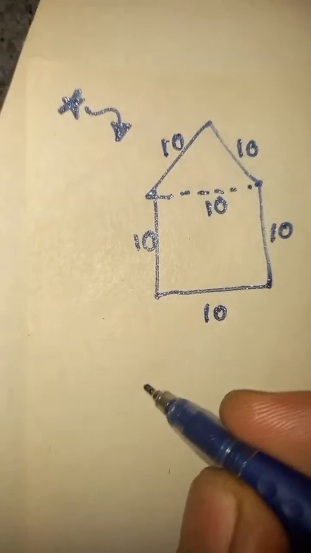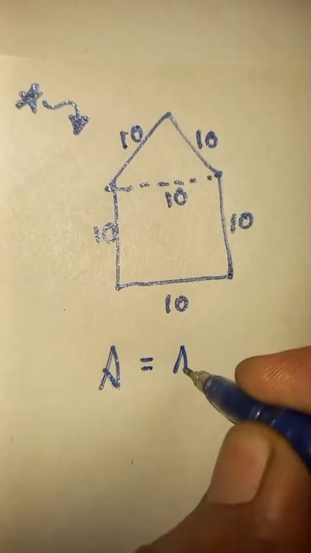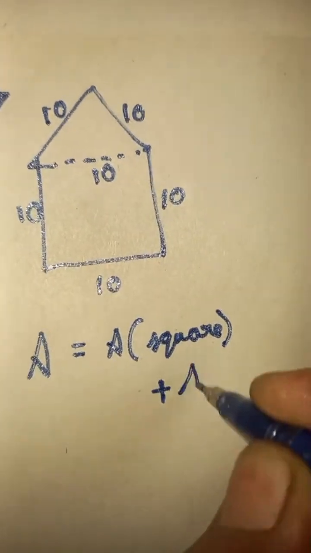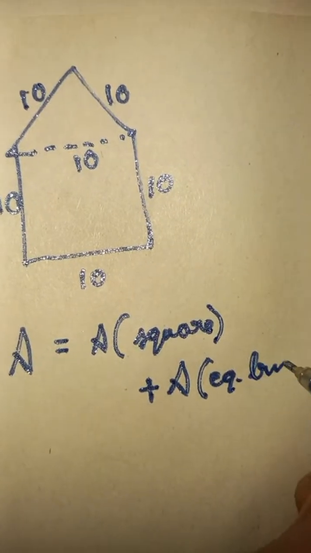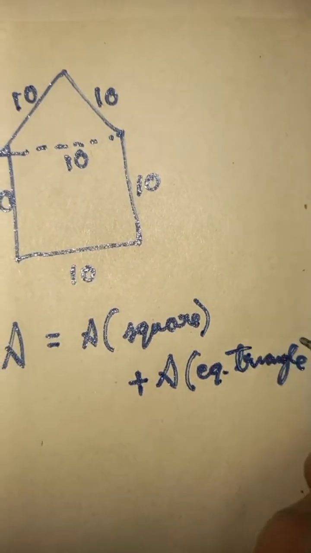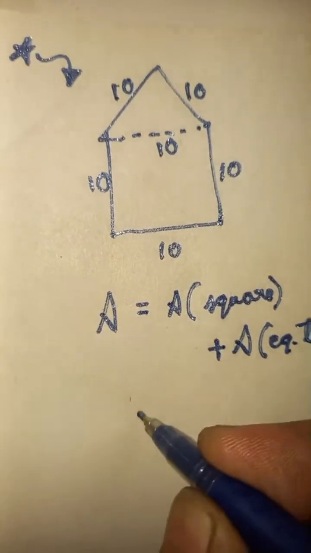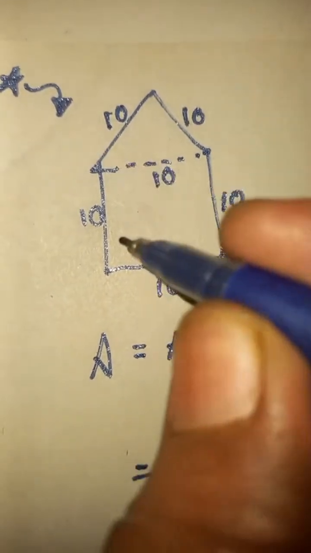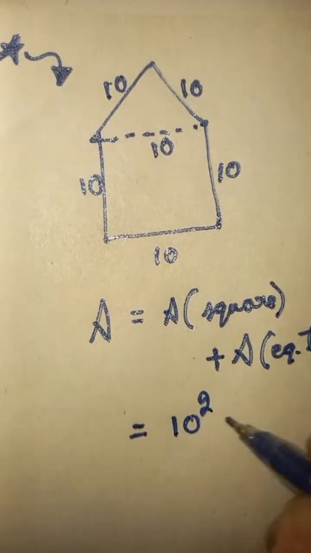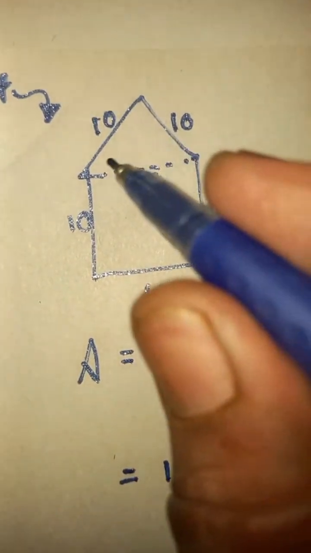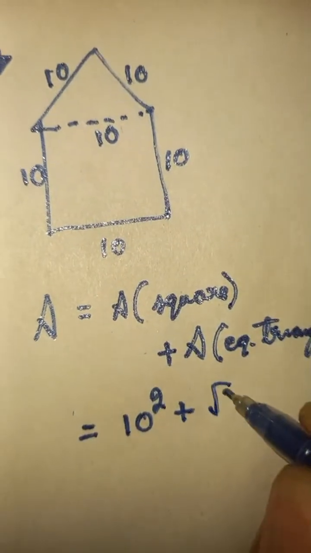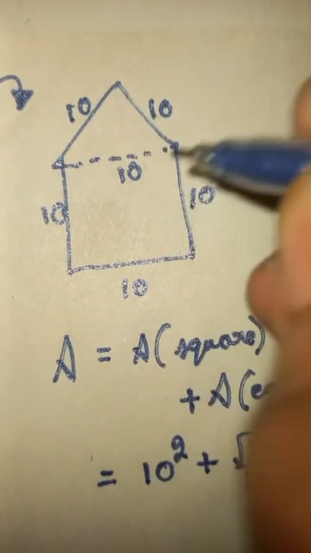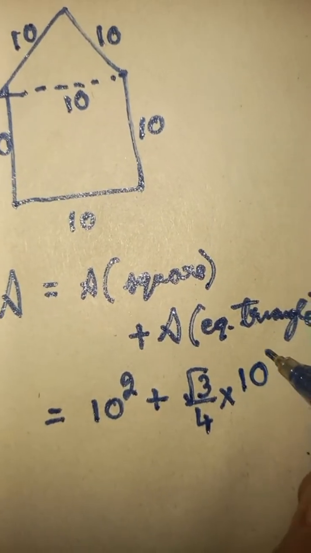Now let's find the total area. It is the area of the square plus the area of the equilateral triangle. Now let's start with this one. Area of the square means length times breadth, that is 10 times 10, so it becomes 10 square, plus the area of the equilateral triangle, which is root 3 by 4 a square. That is root 3 by 4 times, where the side length is 10 units, so it becomes 10 square.